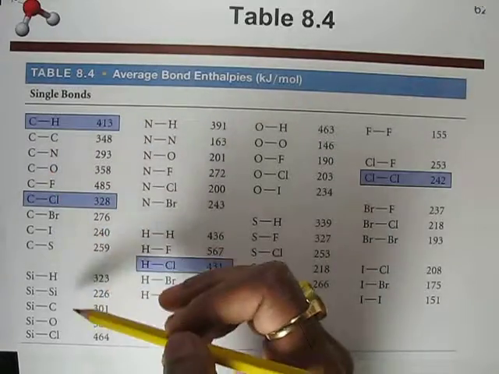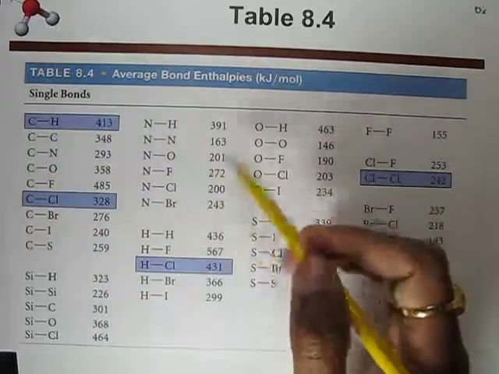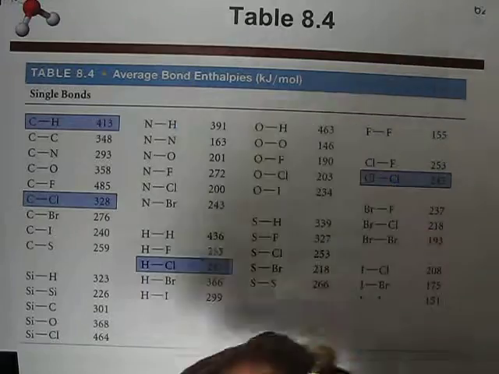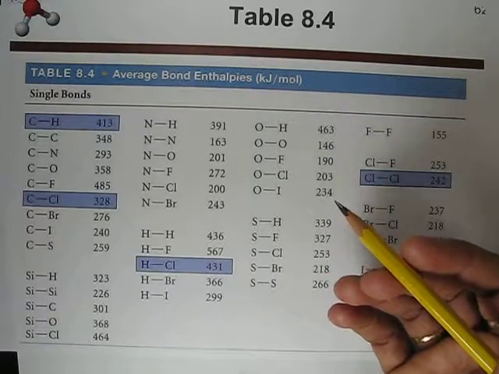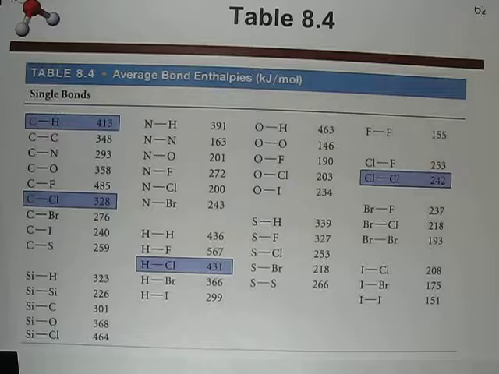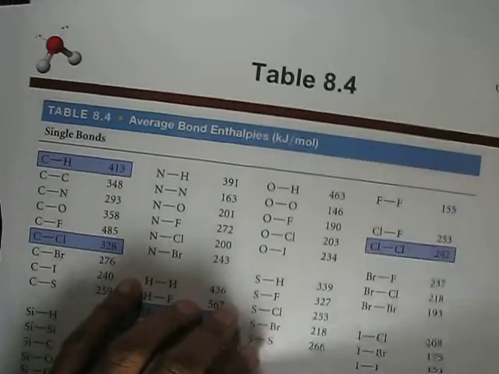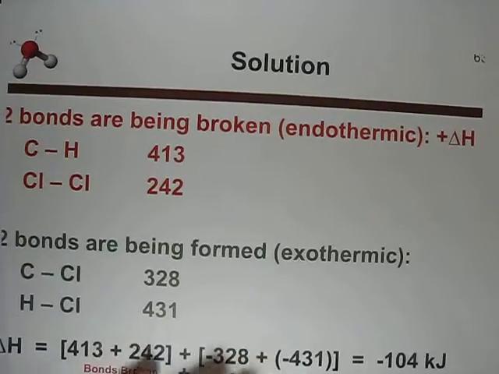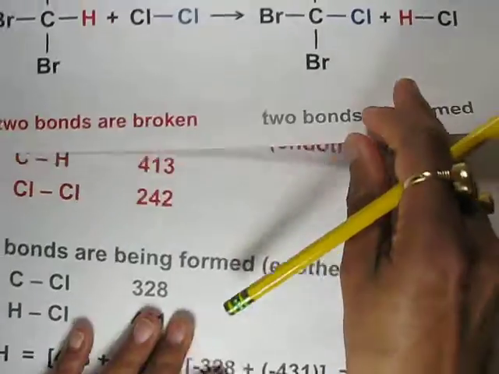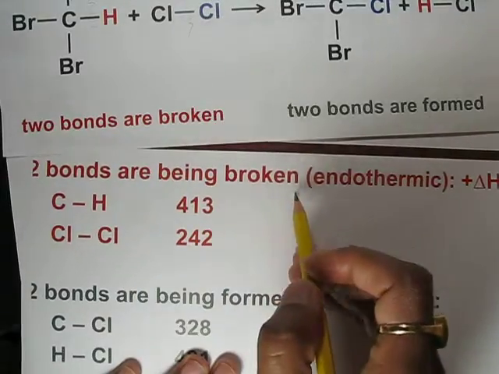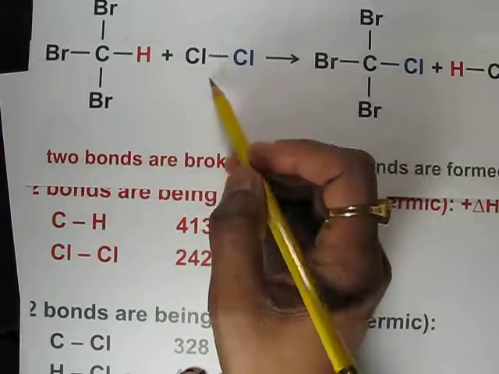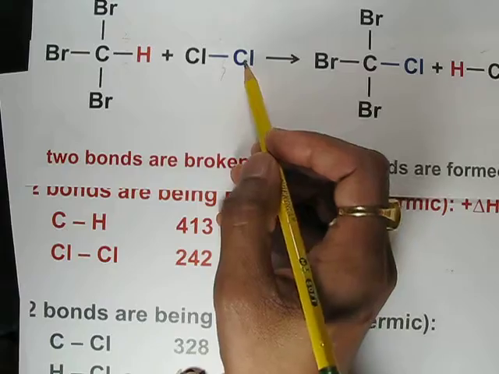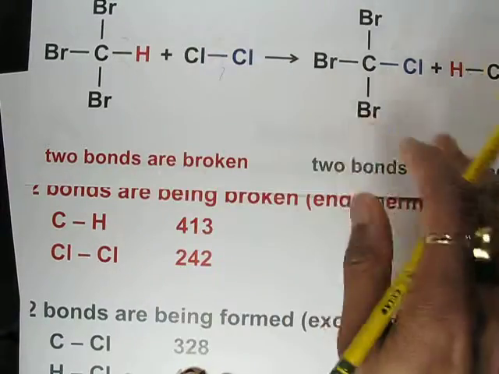Each single bond has a certain amount of energy in it: when we break it, how much energy is required or comes out. So when we calculate based on this table, you can see the bond enthalpy, and two bonds are being broken. We are talking about the reactant side first. The chlorine bond is broken, and the carbon and hydrogen bond is broken.